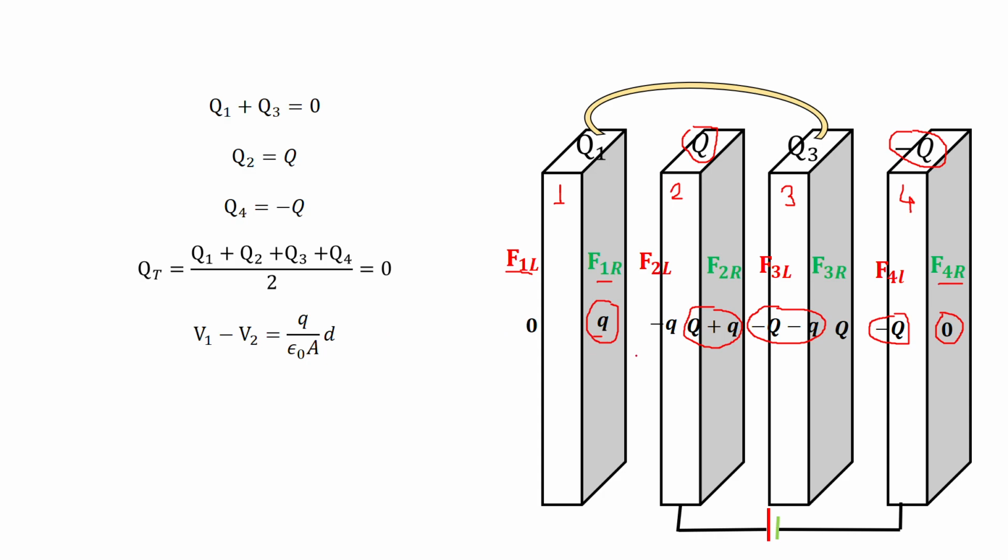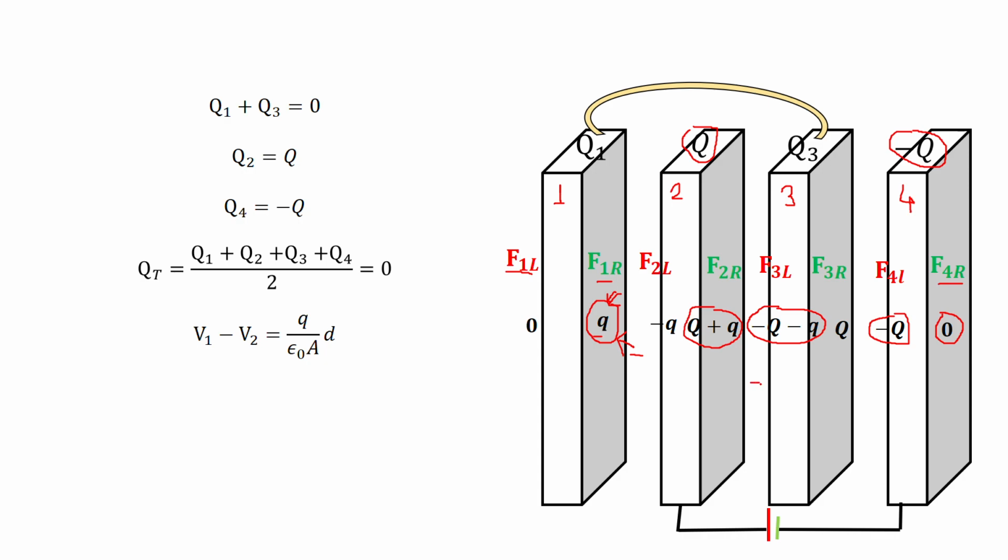What I am saying is that if we consider the space 1 and 2, then the charge appearing to the left of this space, that is on face F1R, is small q. So the potential difference will be proportional to this small q. So V1 minus V2 is q divided by epsilon naught A into T. Similarly, if we are considering the potential difference between 2 and 3, that is V2 minus V3.